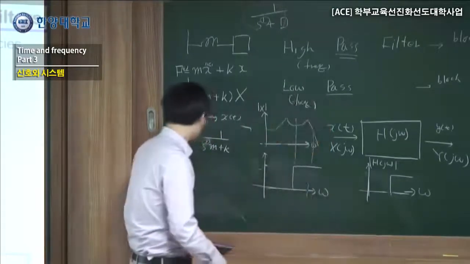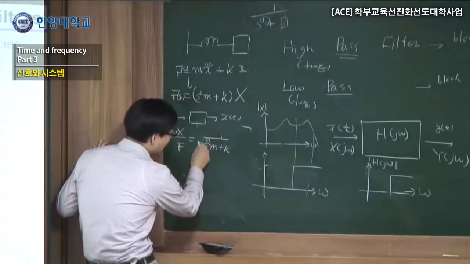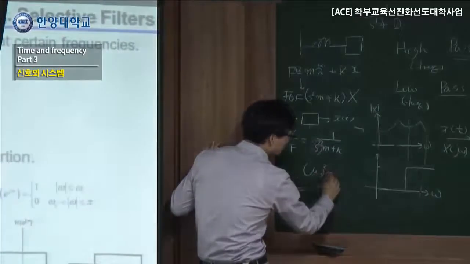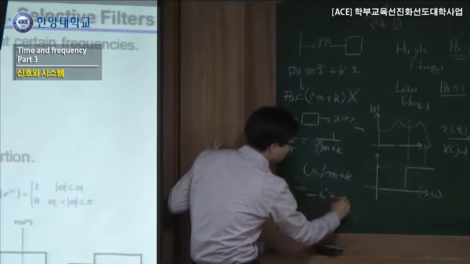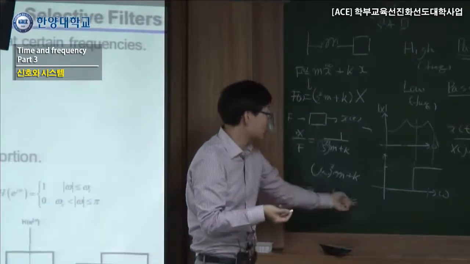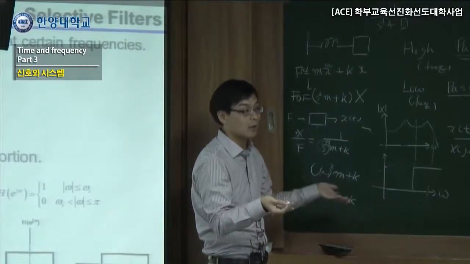So what he asked is, in here it will be j omega squared, right? And j omega squared m plus k will be minus omega squared m plus k, right? So when you increase the frequency, this goes down, right? That's what you're talking about.